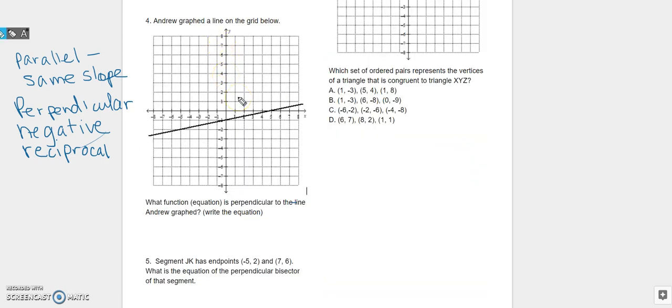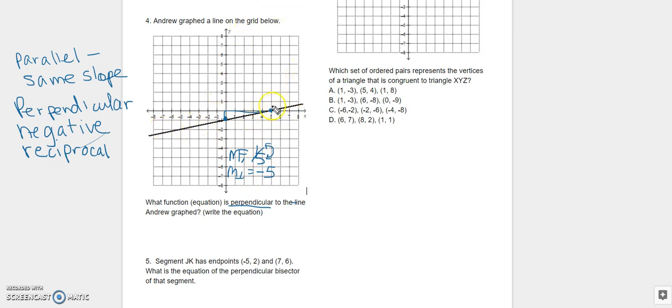Okay, number 4, Andrew graphed a line on the grid below. What function or equation is perpendicular to the line Andrew graphed? Okay, since it's graphed and it says perpendicular, I'm going to be using the negative reciprocal of the line. And since it's graphed, I'm going to pick 2 points on that line and calculate the slope. So I'm going to go up 1 to the right 5. So my slope is equal to 1/5. So the perpendicular slope, I have to take the negative reciprocal, flip it and take the opposite sign. So that's going to be negative 5.